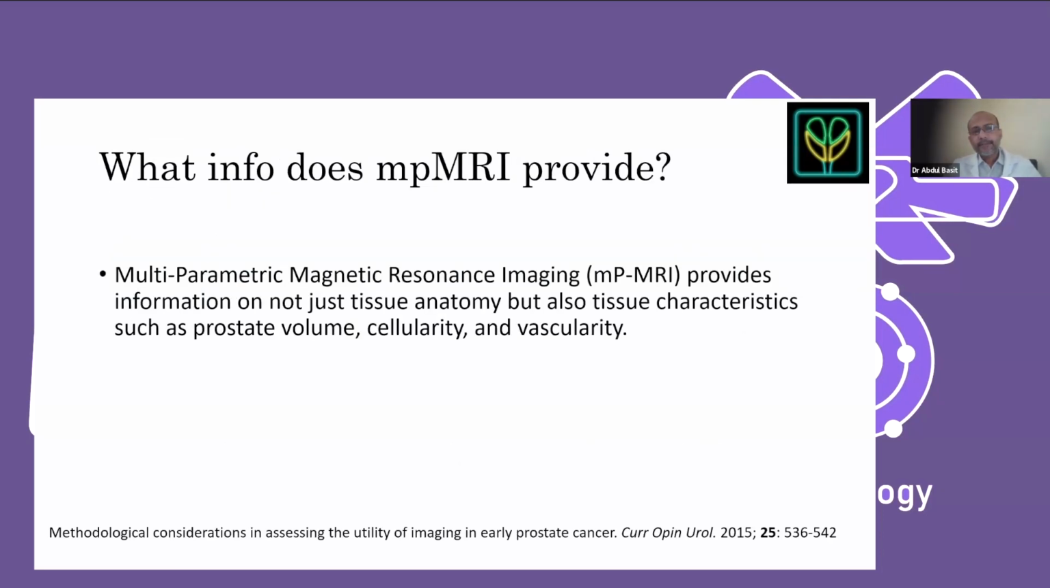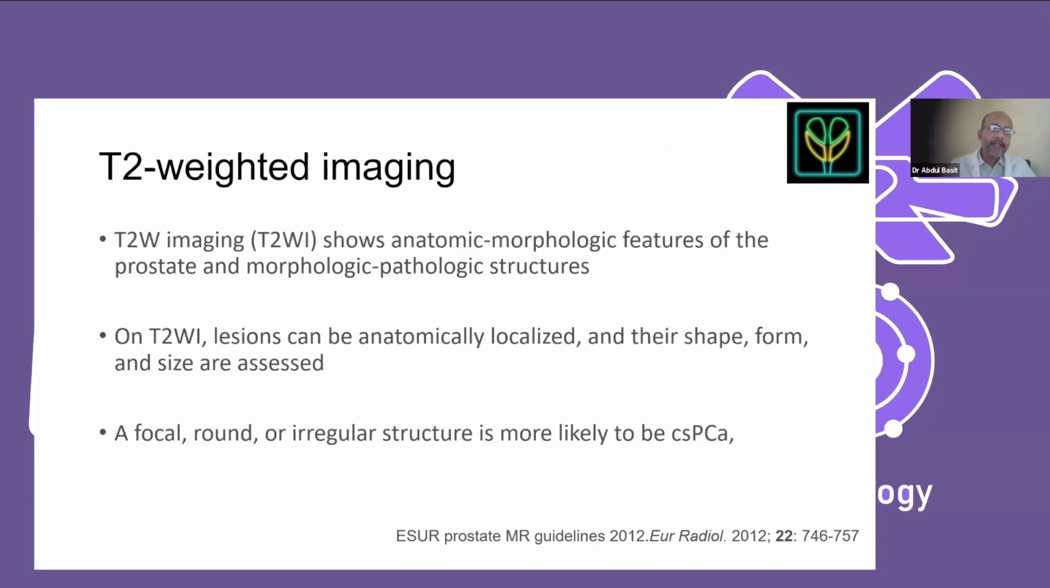So what information does multi-parametric MR provide? It provides information on not just the tissue anatomy, but also the tissue characteristics such as the volume, cellularity, and the vascularity. So to begin with, the initial sequence is the T2 weighted images, in which we see the anatomical morphological features of the prostate and any morphological pathological structures that can be identified on the T2 weighted sequences.